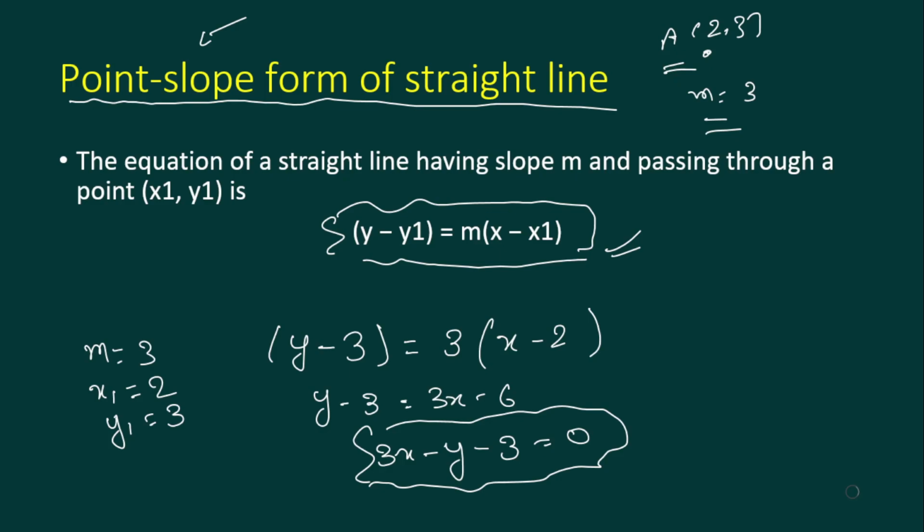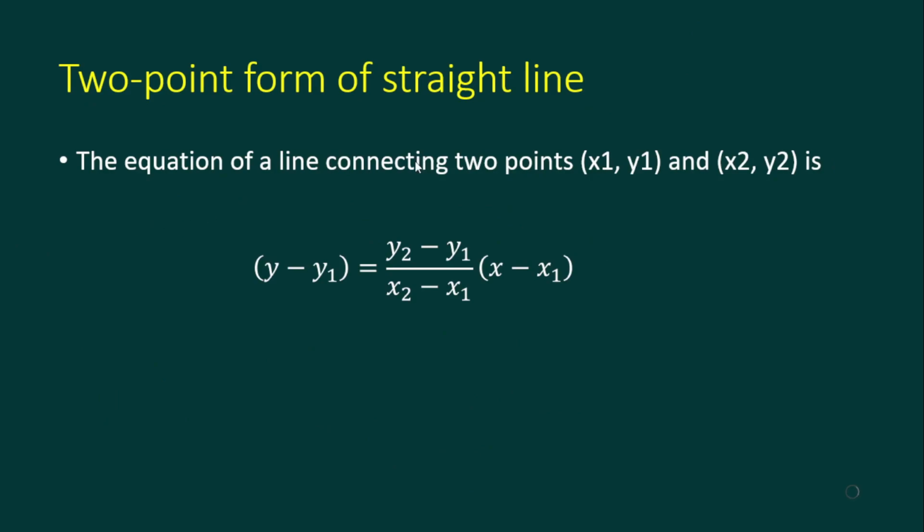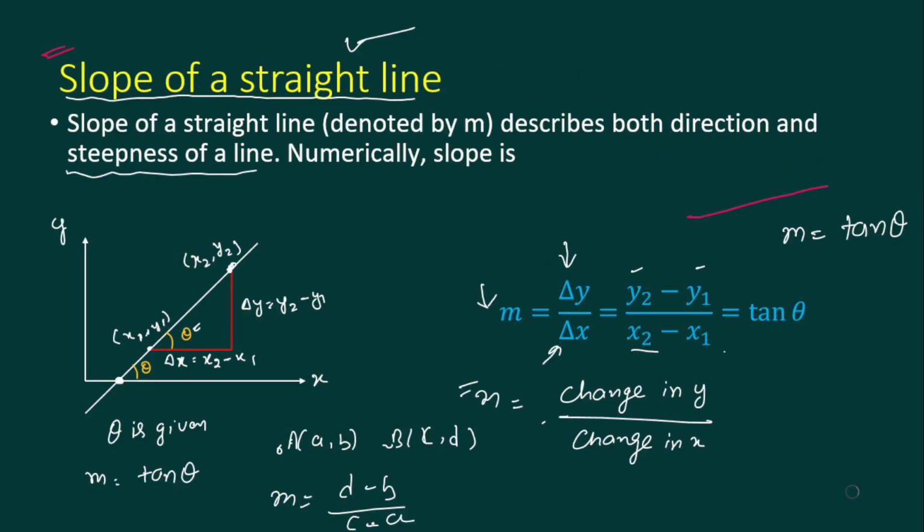Now let's move toward our next condition: what if we have 2 points but no slope? Like we are given 2 points and not the slope, and we are set to find the equation of the straight line. You remember we just studied the slope. So how were we finding the slope? We were finding the slope using 2 points.